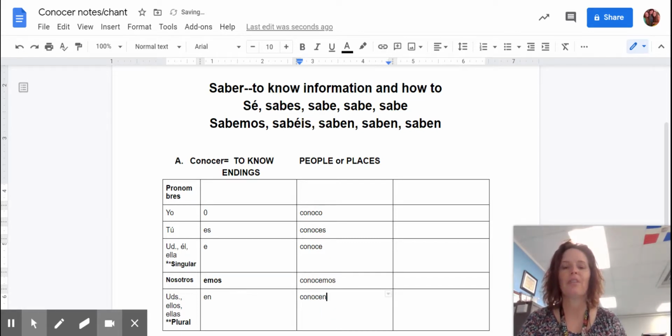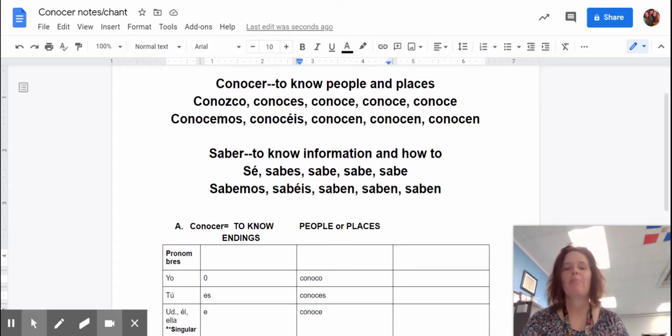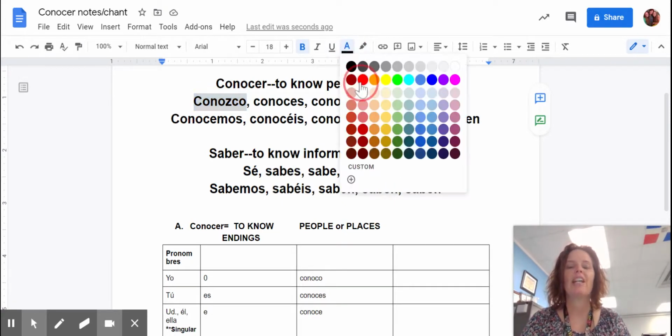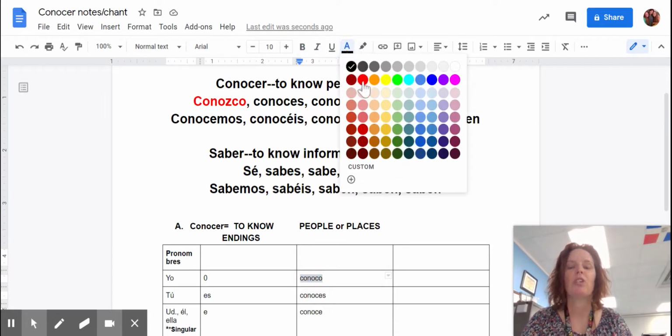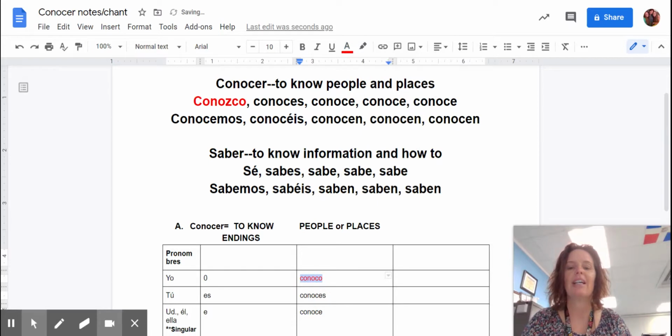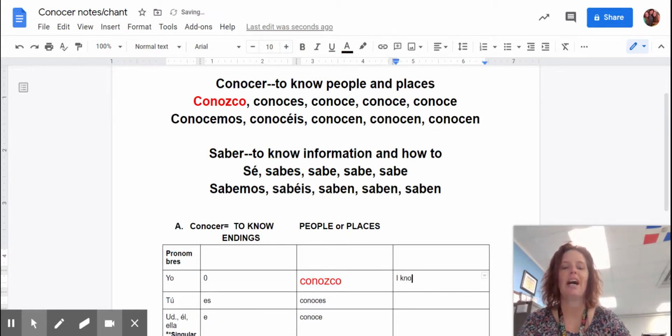Now here's the problem. The chant does not go like this. Conocer, to know, people and places. Please notice right here, this is conozco. If you follow the model for conjugating a verb, what you have right here is just conoco. So that crazy little Z got added in and it goes right here, and that only happens in the yo form. So conozco actually means I know.